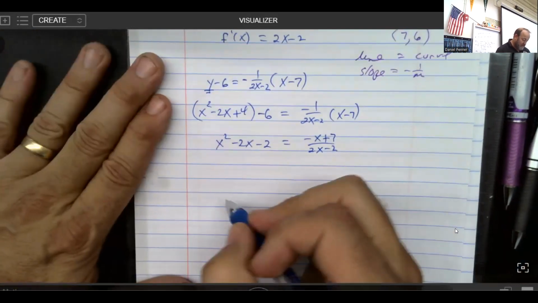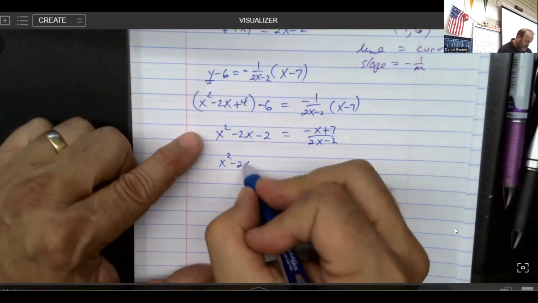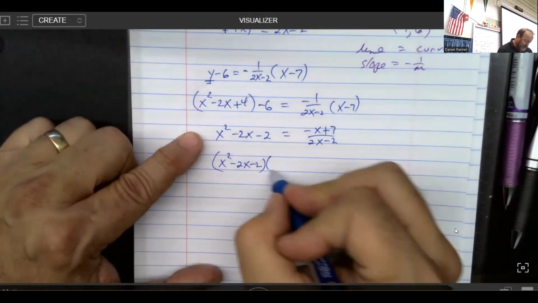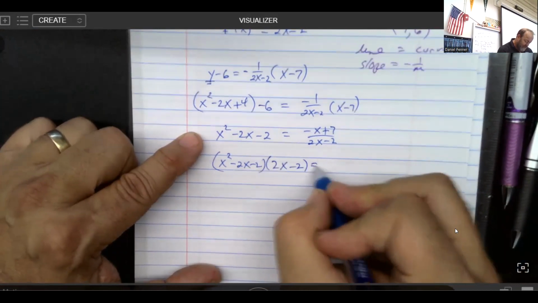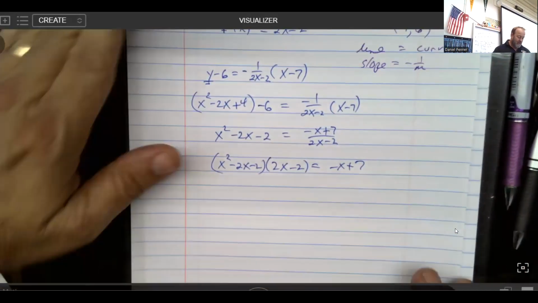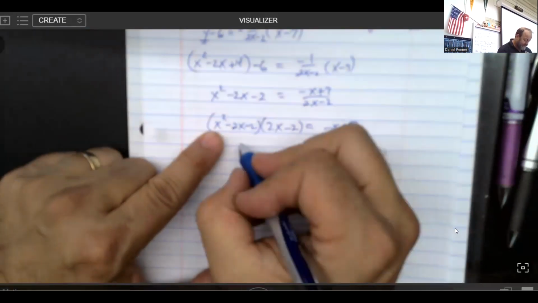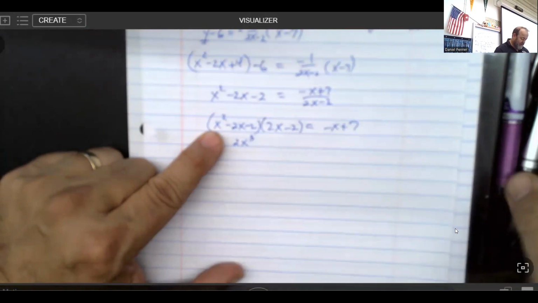When we cross multiply here, I'm going to have x squared minus 2x minus 2. It's going to be multiplied by 2x minus 2. And I want to find out what makes this actually work. So little distributive property time, I get 2x cubed. I'm going to point to a couple things here.